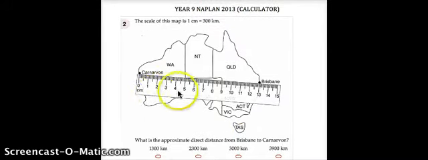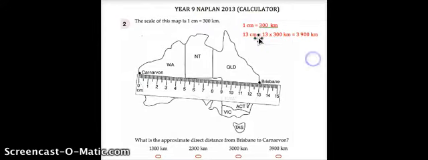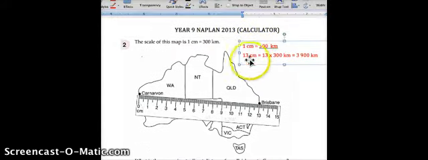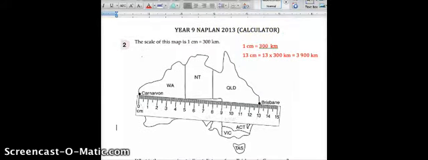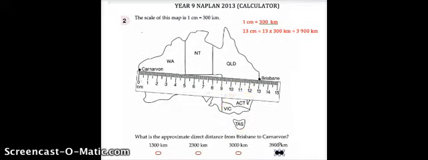Now we can see there is a ruler here on the diagram that the distance from Carnarvon to Brisbane is 13 centimetres. We know that 1 centimetre equals 300 kilometres. So to find 13 centimetres, you would need to multiply by 13. So 1 centimetre is 300 kilometres. Therefore, 13 centimetres will be 13 times 300, which is 3,900 kilometres. And that's your answer to question 2. And you can shade in 3,900 kilometres.